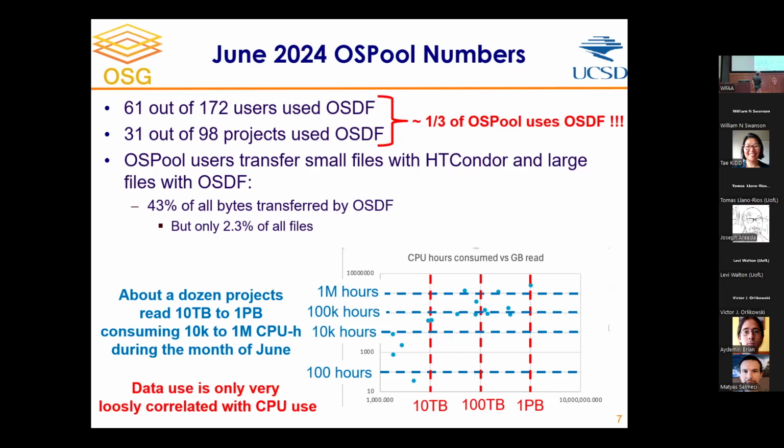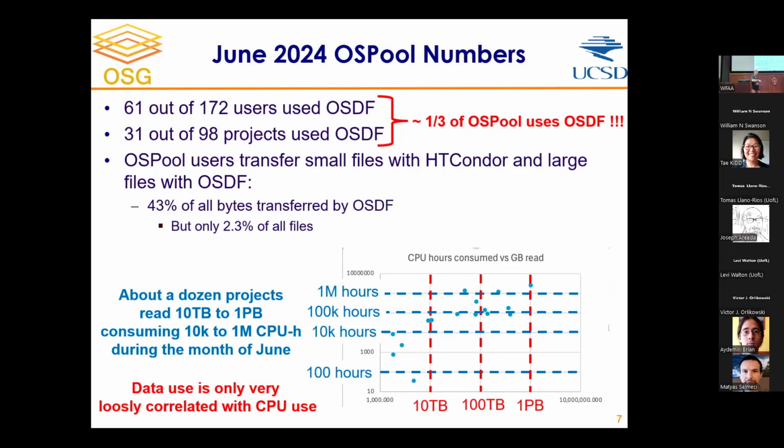And so then I wanted to visualize for myself what the data use versus CPU hour use looks like, and where these people sit. Each of these blue dots is a project, a project in OS pool that uses the OSDF. And I would say to first order, it's sort of uncorrelated.